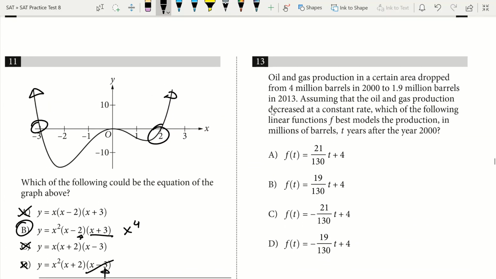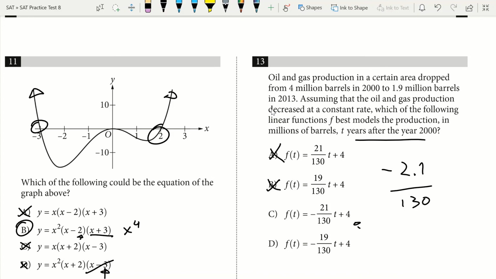Question 13. Oil and gas production in a certain area dropped from 4 million barrels to 2.9 million barrels in 2013. Assuming that the oil and gas production decreased at a constant rate, which of the following linear functions F best models the production in millions of barrels T after the year 2000? All right, we start at 4 in all of them, right? Everyone has that, but we're not increasing as time goes on. We're decreasing, and we're decreasing over a period of 13 years, right? So 130, and we're decreasing by 4 minus 1.9, which is 2.1. So we're going to have negative 21 over 130. So our answer is C.